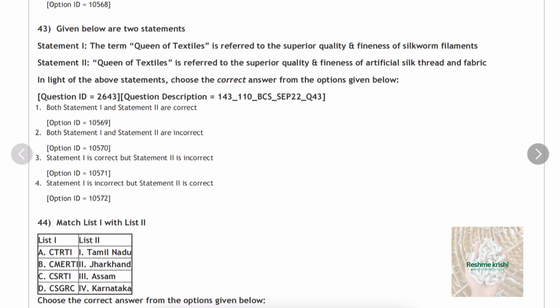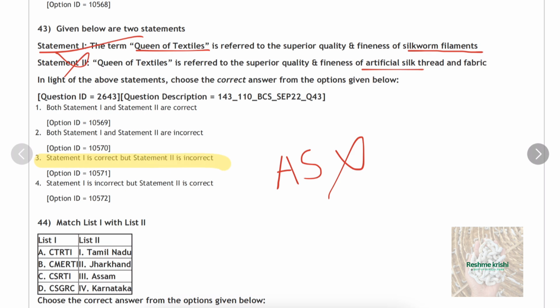Okay. The term queen of textiles refers to the superior quality and fineness of the silkworm filament, or queen of textiles is referred to as the superior quality and fineness of artificial silk. We all know there is artificial silk, but it does not compete with the natural fiber. Artificial silk does not exist till now, right? And queen of textiles is the title for what? Silk. So statement 1 is correct, but statement 2 is incorrect, right?